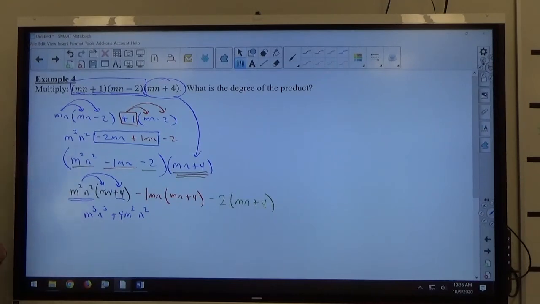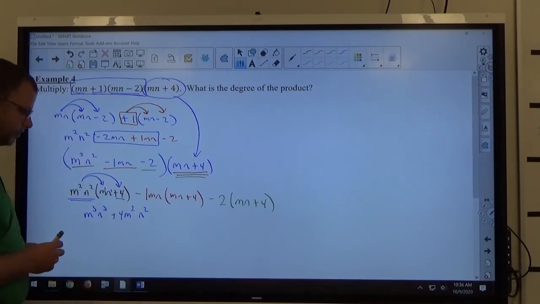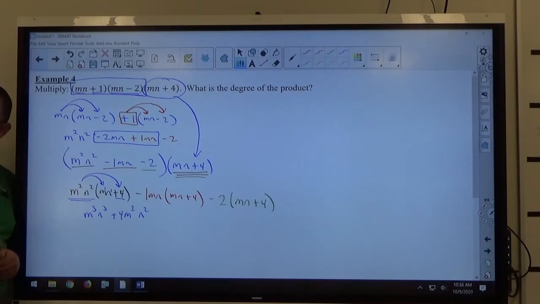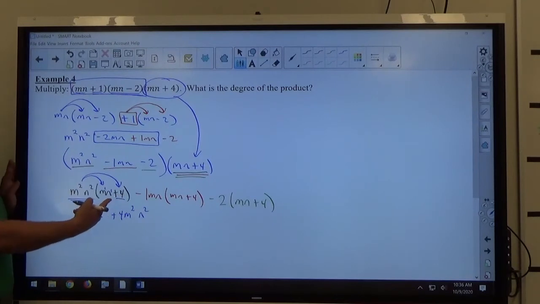You got a green, black, and a red Lego stuck together. But they're all different kinds of things. They can be multiplied together, but it doesn't change anything. 4 is still 4, m squared is still m squared, n squared is still n squared. You just get that term. So why wouldn't the m and n be cubed? Because there's no m and n on the 4.